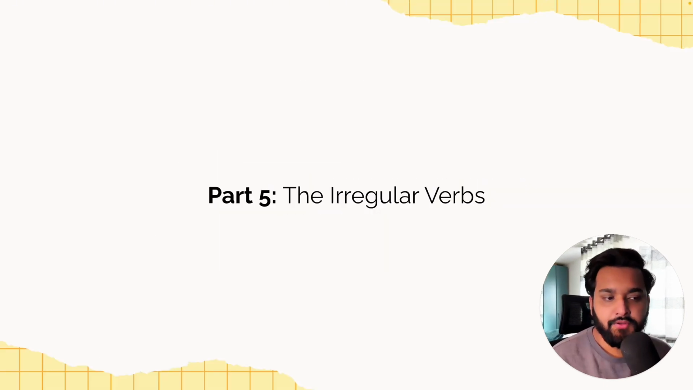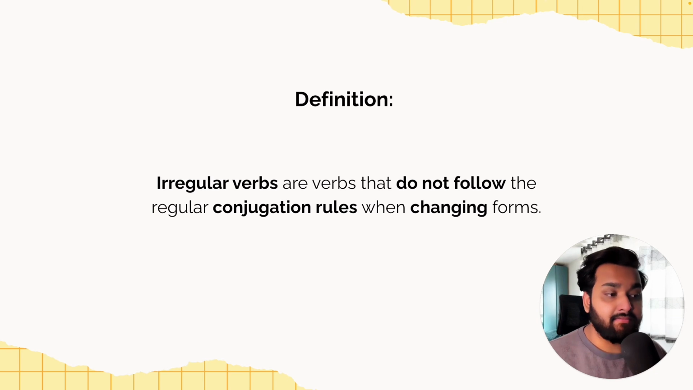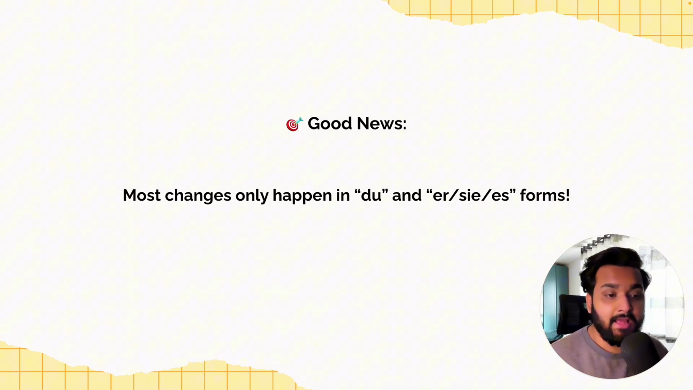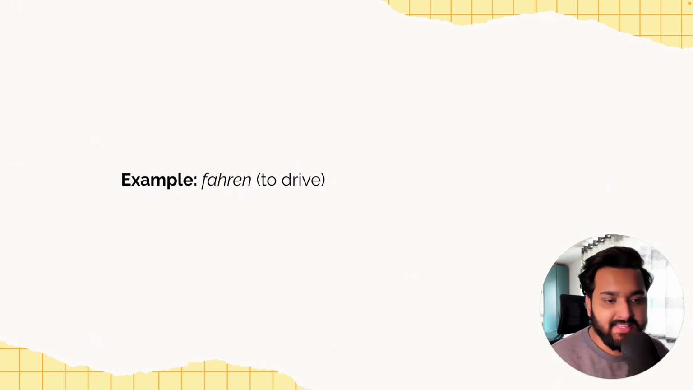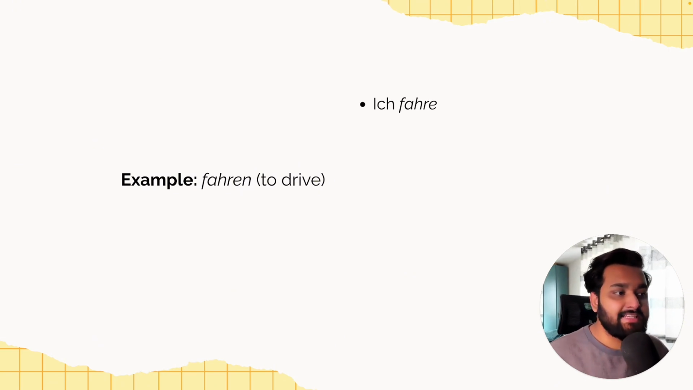Now let's continue with part number 5. And here we have to tackle the main boss, which is the irregular verbs. Irregular verbs are verbs that do not follow the regular conjugation rules when changing forms. Don't panic. The good news is most changes only happen in du and er/sie/es forms. Let's see an example of fahren. Fahren means to drive. So let's see, ich fahre. That is the same as the regular verb.